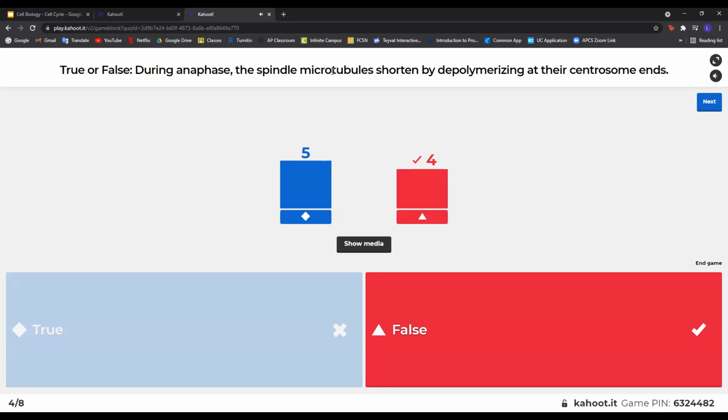So basically, spindle microtubules actually shorten by depolymerizing at their kinetochore ends. So basically, where the microtubule is attached to the chromosome, and not the end that's attached to the centrosome. So that's why the answer is actually false, because of the word centrosome. It should be replaced with kinetochore.